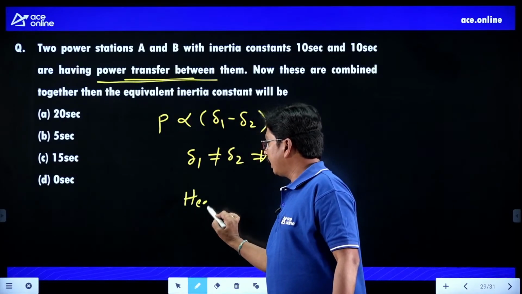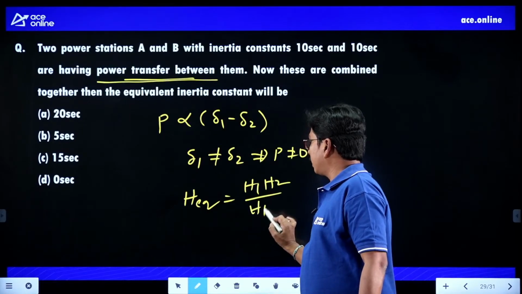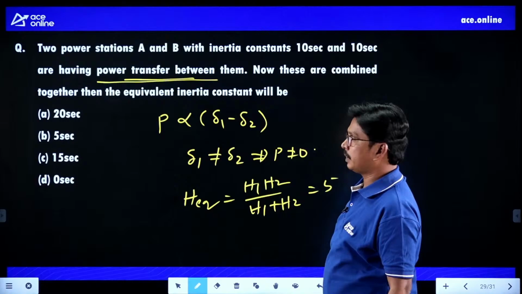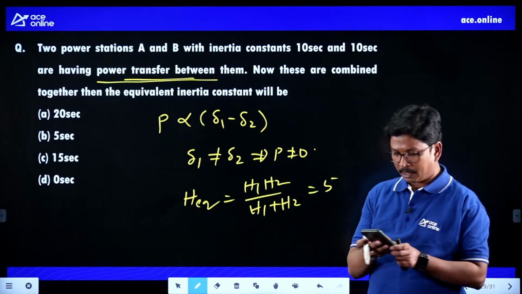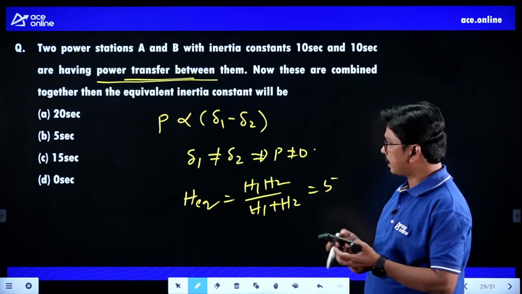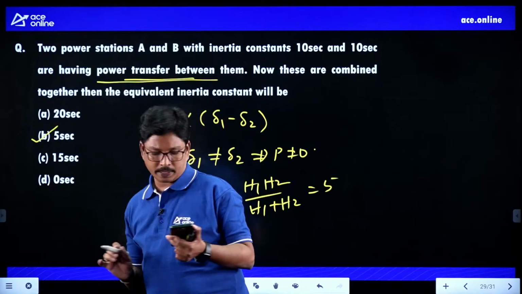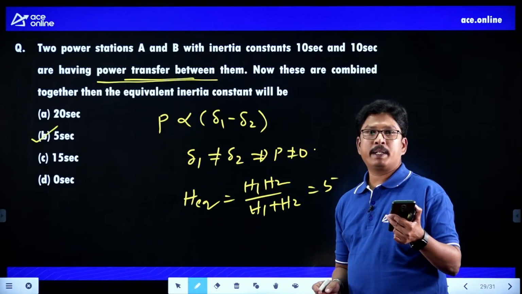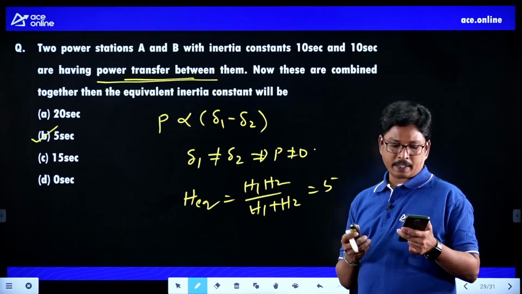Clear, right? So when machines are not swinging together, what is the equivalent inertia constant? H equivalent is nothing but H1 H2 divided by H1 plus H2. It will be 5. So when both are 10, it will be 5. Meghavat Naidu, Rahul, please check it. It will be 5. It is not 20.